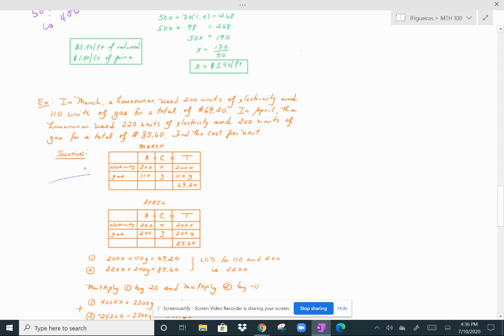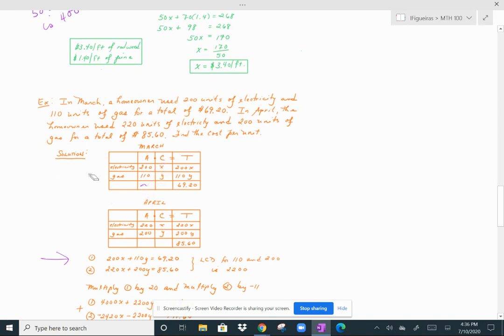So here's the homeowner's March purchase. The amount column has the 200 and the 110. Again, we're trying to figure out what's the cost per unit. So there are my variables, X and Y. The total column has the product, 200X plus 110Y equals 69.20. So that's my first equation that you see here below.